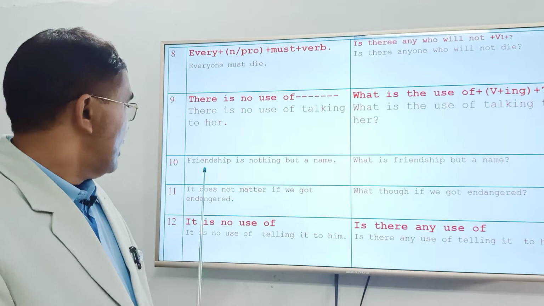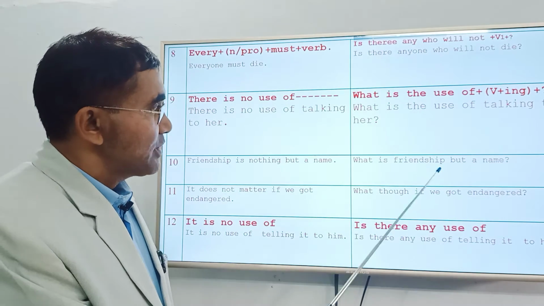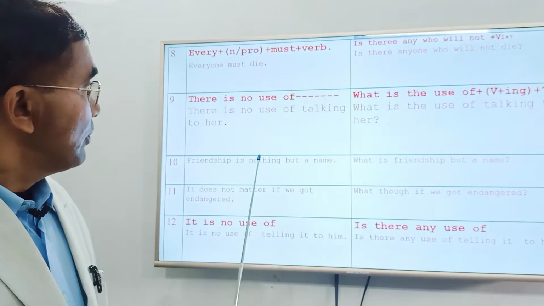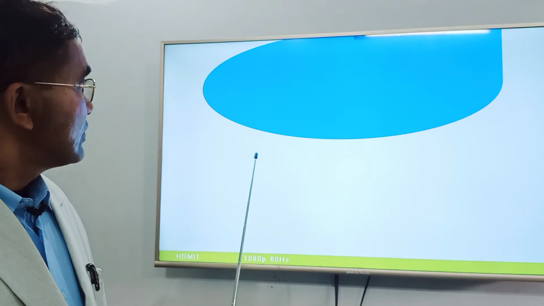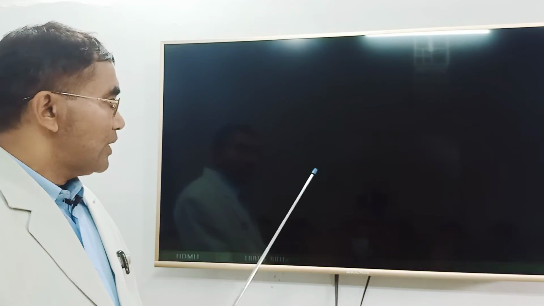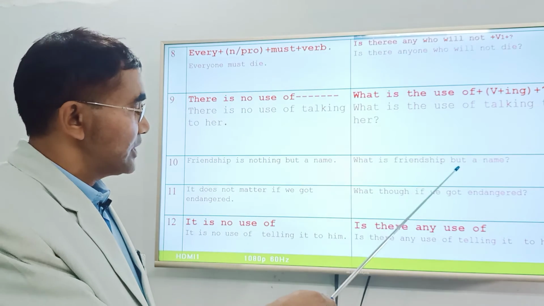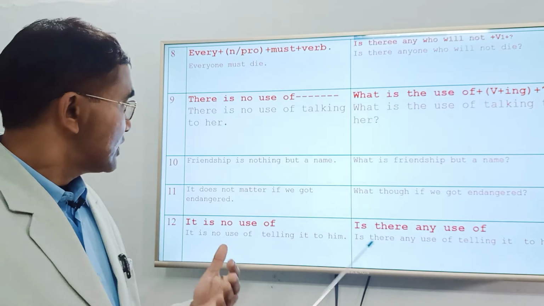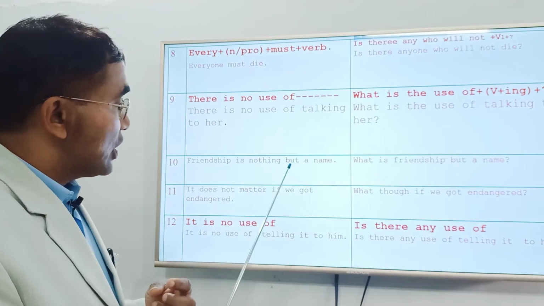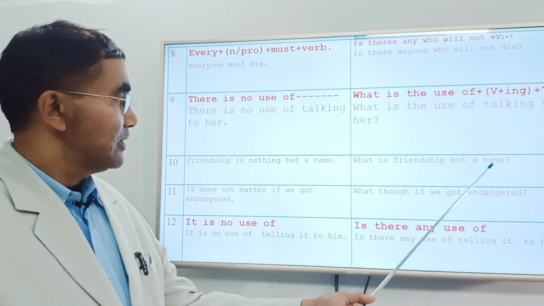Then next type of sentence: friendship is nothing but a name. What's friendship but a name? So I haven't endeavored to show you extra rules here. I've tried to show you the basic pattern of sentences. Friendship is nothing but a name. What is friendship but a name? If you find this type of sentence in your exam, you will follow this type of structure. Friendship is nothing but a name. What is friendship but a name?